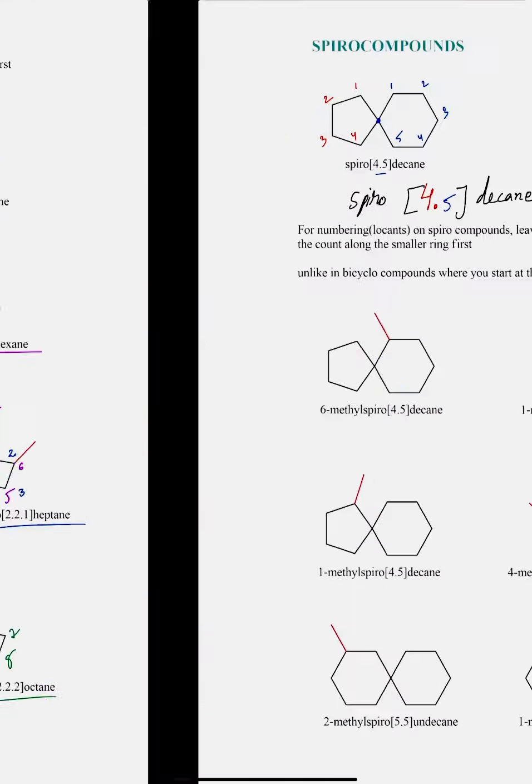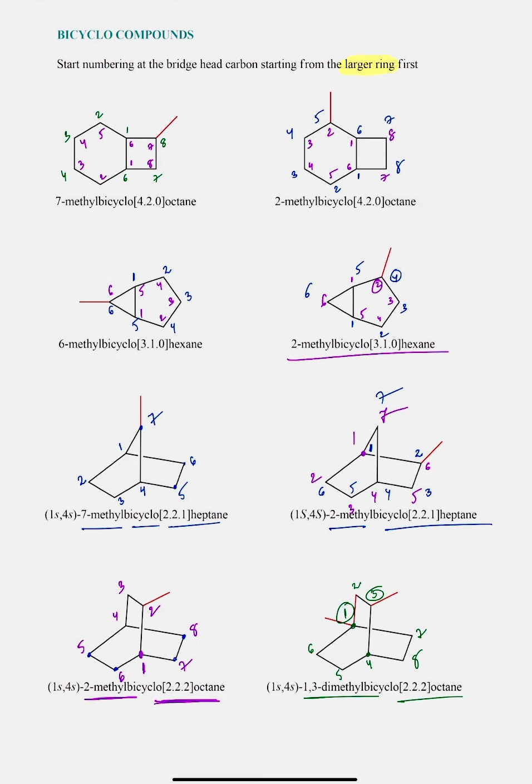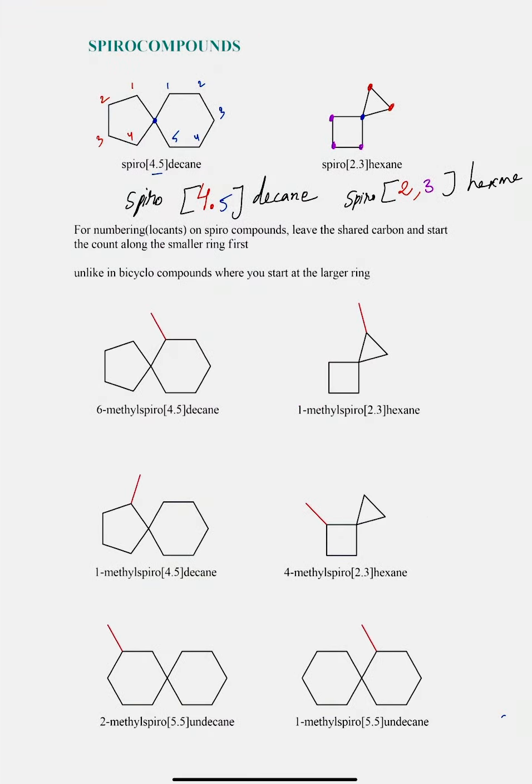Now how to number the carbons? Last time we started numbering in bicyclo compounds from the largest ring first, or the largest bridge first. But here in Spiro compounds it's the opposite. You start numbering from the smallest ring first and then go to the bigger ring. So the rule is opposite here in Spiro compounds.